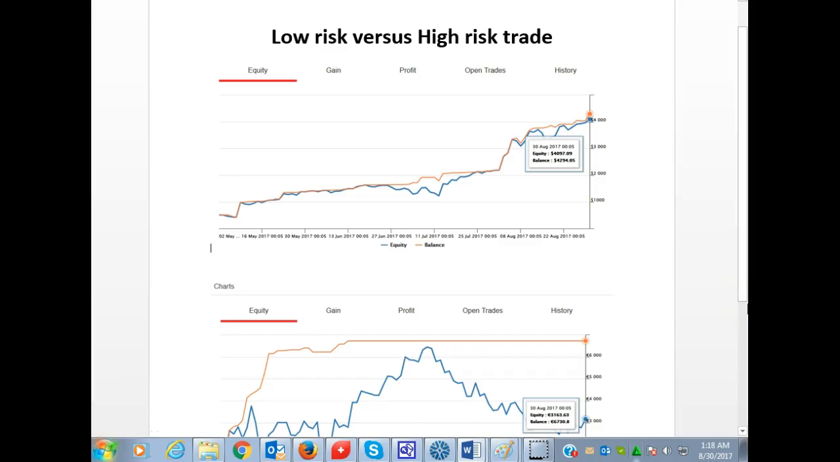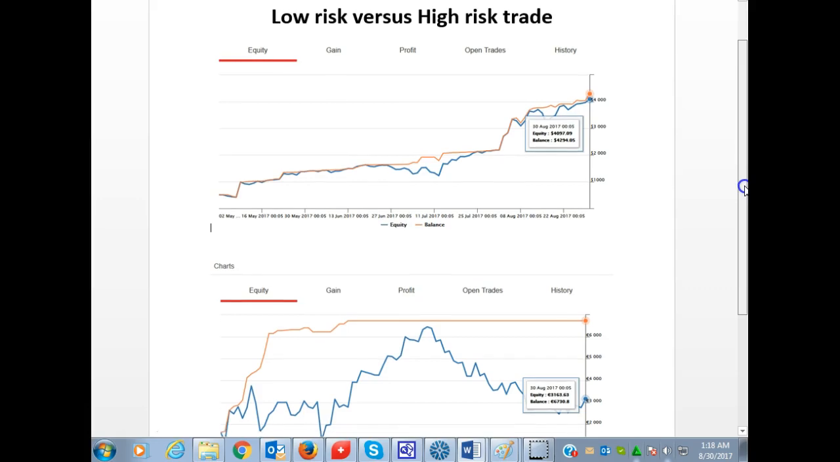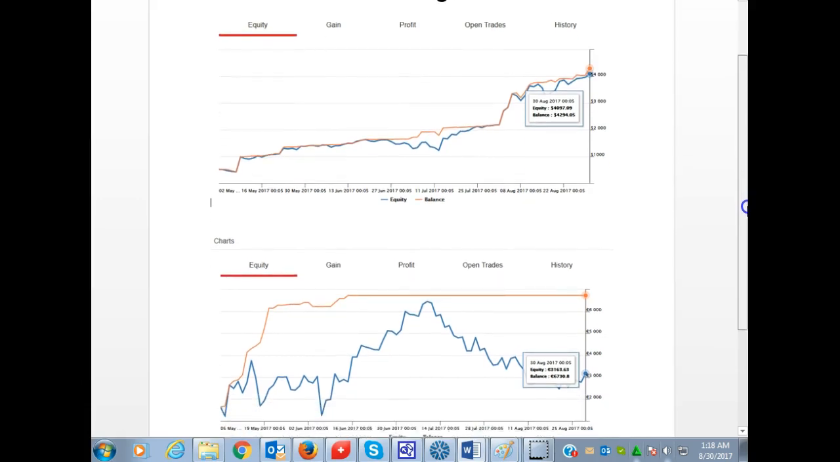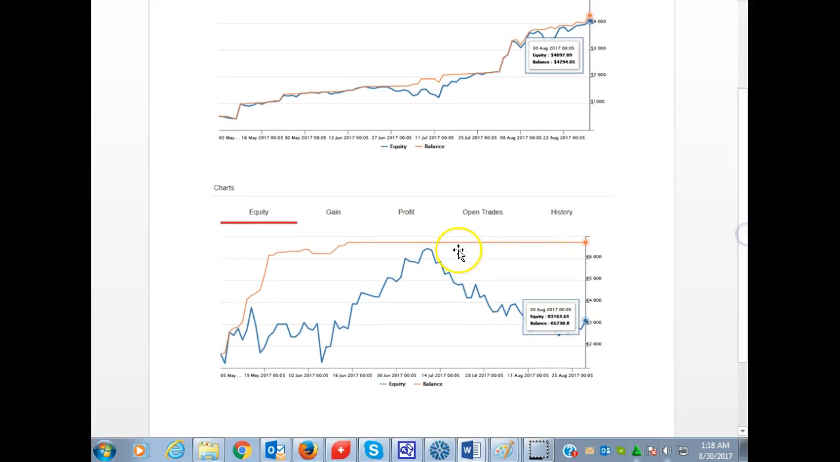This is a quick recording to show you the difference between a low risk versus a high risk fund manager or trade. I have two simple graphs from here. These graphs were extracted from Swiss market. One is my graph showing the performances of my fund, and the second graph is of the person following me.